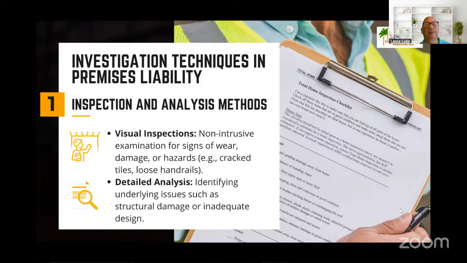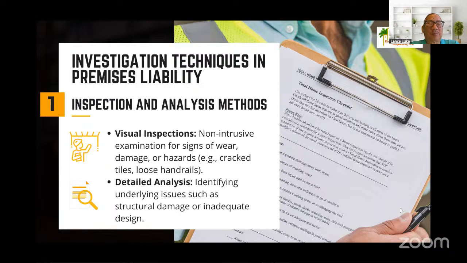Investigation techniques and premises liability. So we're talking about inspection and analysis methods. Visual inspection is done first, along with information gathering. Like, before I would go out to a property, I would want all the information ahead of time: what happened, a copy of the accident report. Did the person who got injured end up in the hospital? Who attended to them?